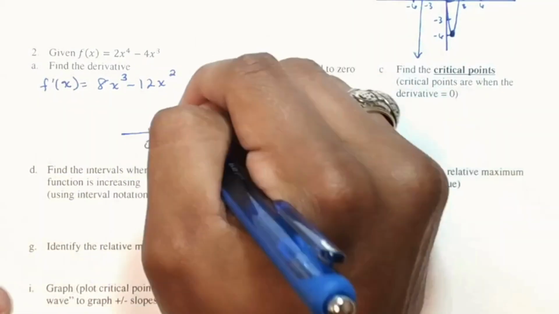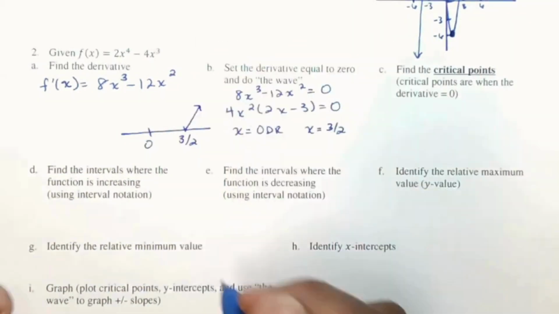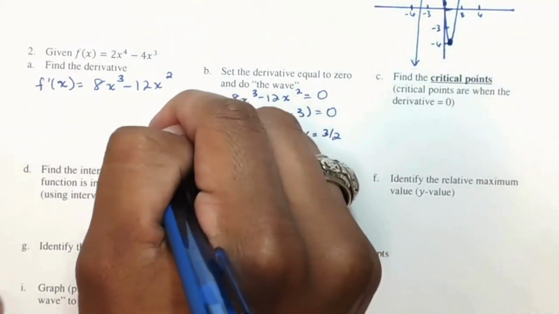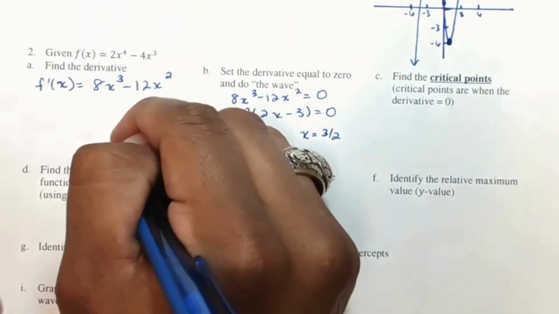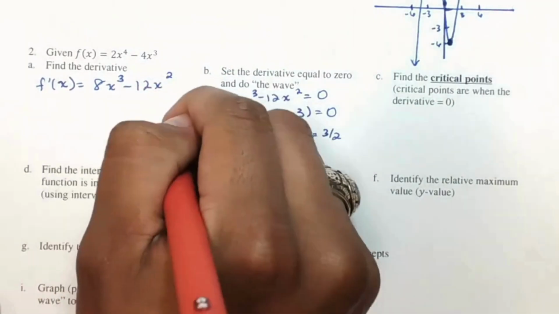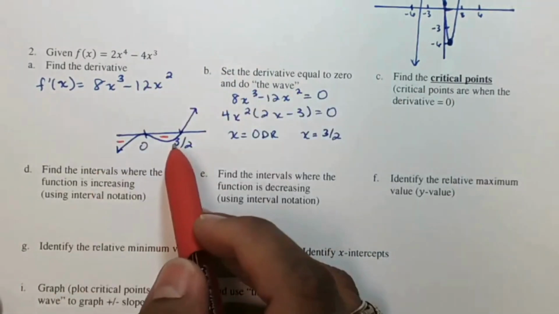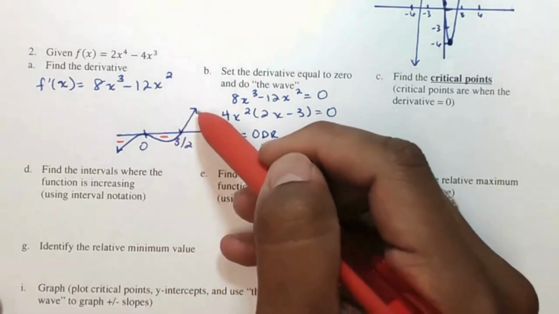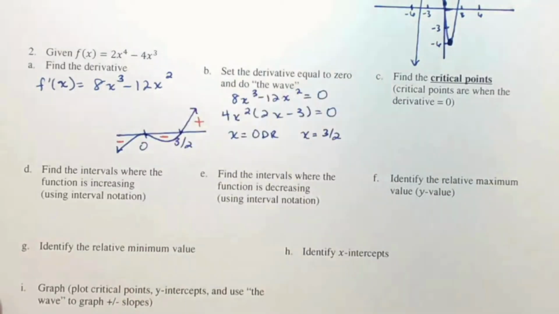My leading coefficient is positive, so I'm going to start off at the top right. 3/2 is only one root, so it's going to go through that, but bounce off 0. That means the slope of my tangent lines from -infinity to 3/2 are all going to be negative. From 3/2 to infinity, it's going to be positive.